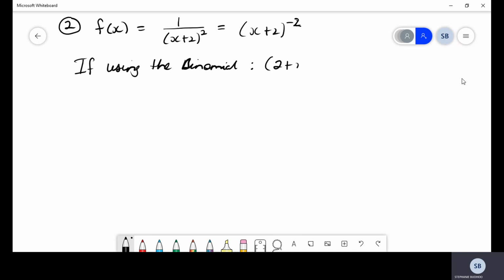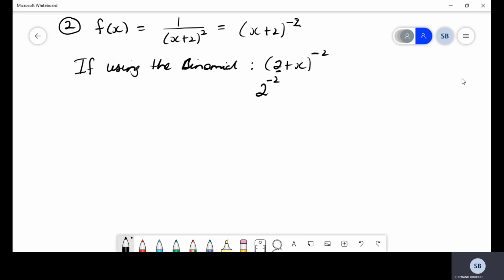First of all, you could rewrite it as 2 plus x. And then, of course, remember, the binomial comes in the form 1 plus x. Sometimes people have 1 plus a. Variables are arbitrary here. So you need to make sure that this term is always 1. So you would need to pull out that 2, and it's being raised to the power of -2.